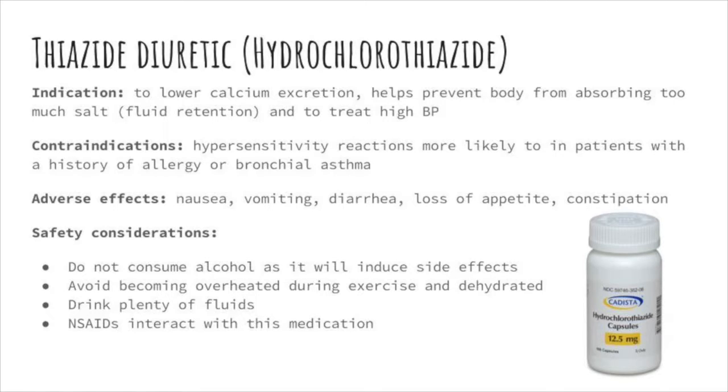It should not be used in patients who have a history of allergy or bronchial asthma to this kind of medication. Common adverse effects are nausea, vomiting, diarrhea, loss of appetite, and constipation. While Peter is taking this medication, he should not consume alcohol as this will induce side effects, and he should stay hydrated by drinking plenty of fluids.